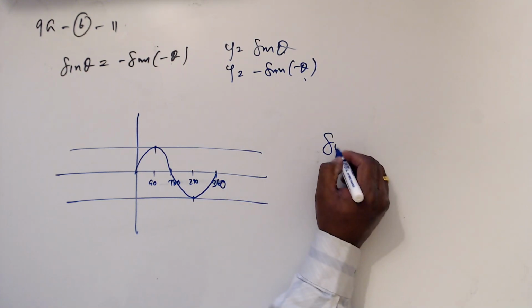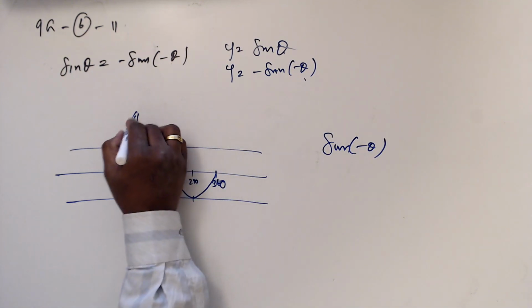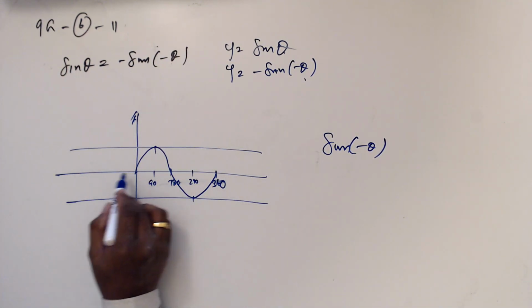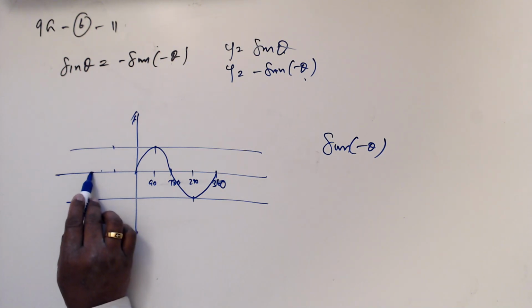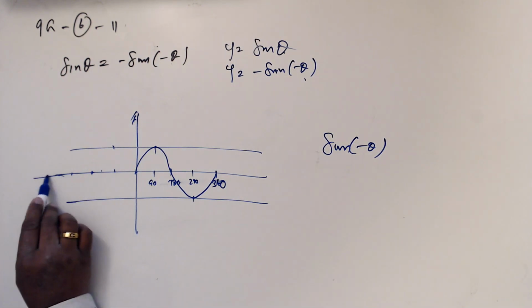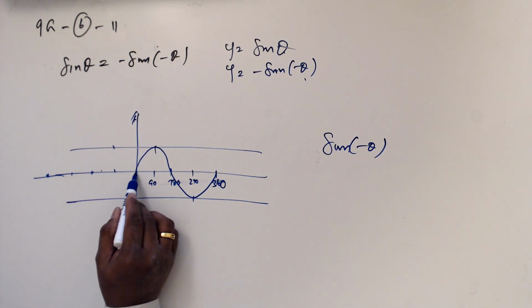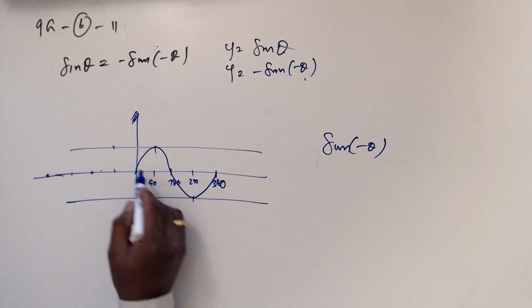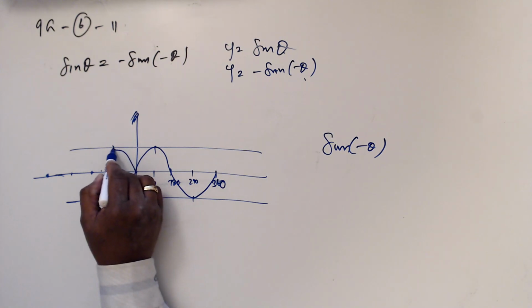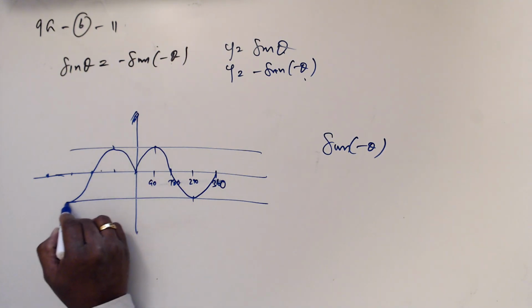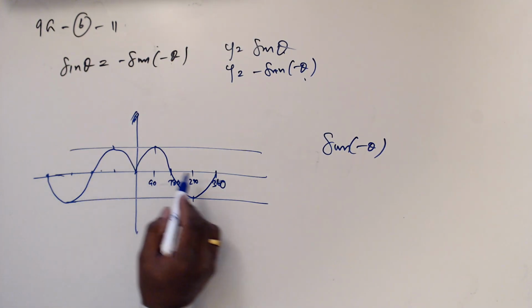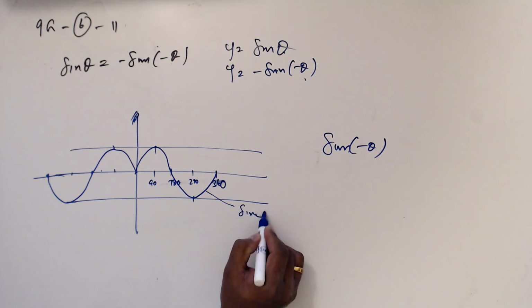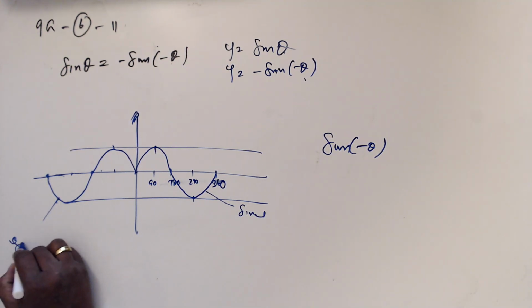Then we'll draw sine minus theta. It means this is a reflection of the sine theta graph. So in that case, this is going to be minus 90, 180, 270, 360. If you keep a mirror, you can see this part like this, and like this, and like this. So now this is the mirror reflection of sine. This is sine theta. This is sine minus theta.